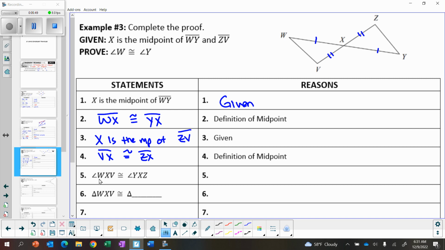Then I see angle WXB. WXB, trace it, is this angle here, congruent to YXB, this angle here. And those are vertical angles. We're going to use the vertical angle theorem.